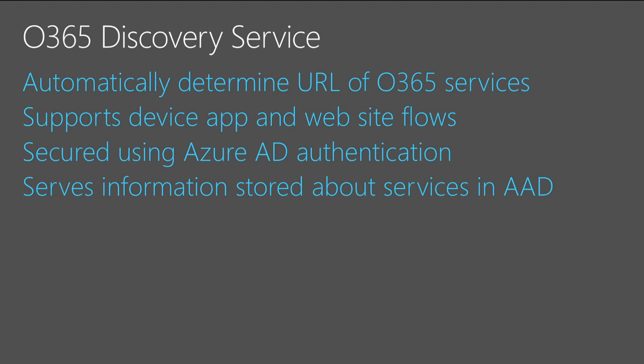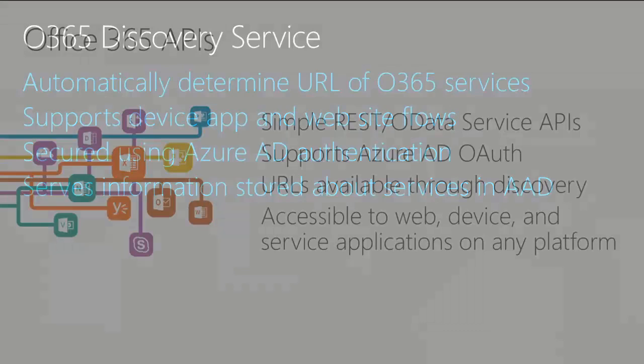We saw the discovery service. Remember, that was a service that we used to automatically detect all of the URLs based on who the signed-in user is and what you have access to. Again, it supports all the device, app and website flows. It uses Azure AD for auth. And all of that information is stored inside of Azure AD, so we know where to go.